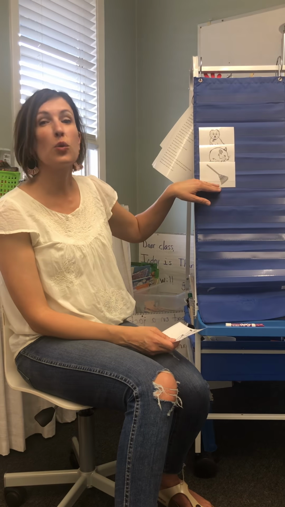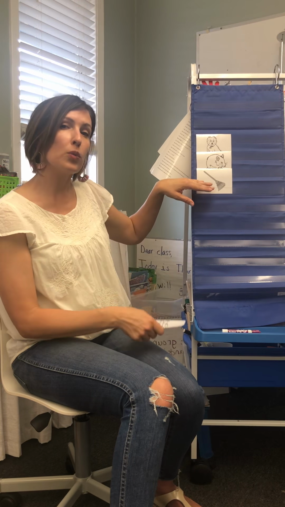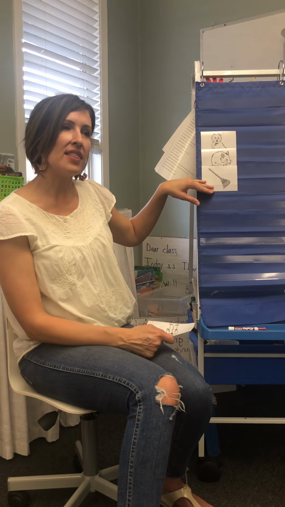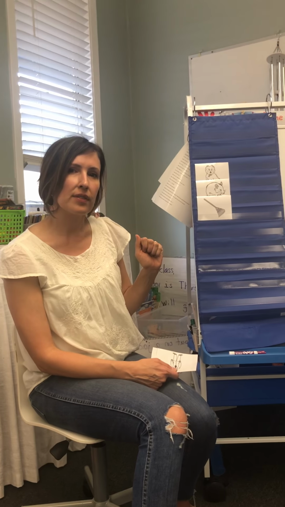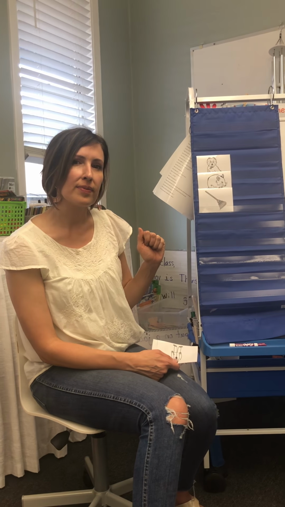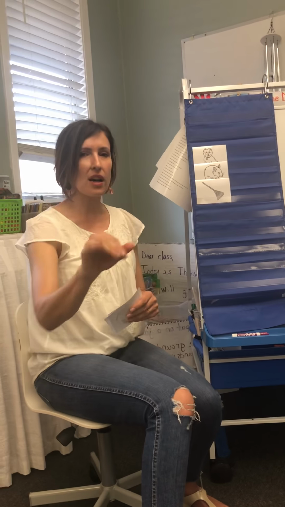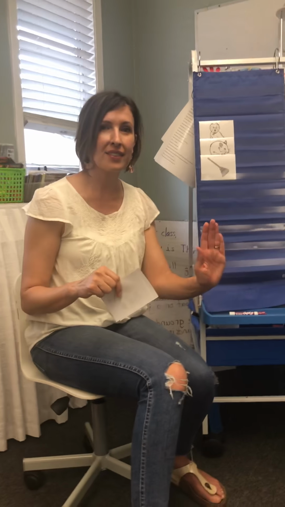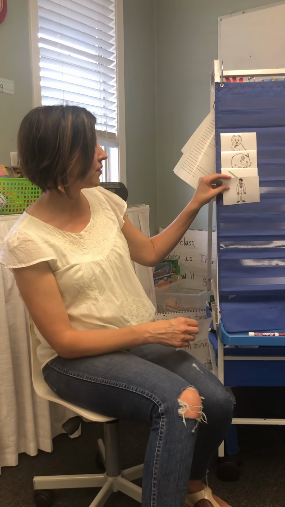This is a picture of a rake. Now, I want you to say the word rake to yourself and then try to take off that first sound and see what you have. So everyone say rake. Now let's take off that first sound and we're left with ake. There you go. Here's another.